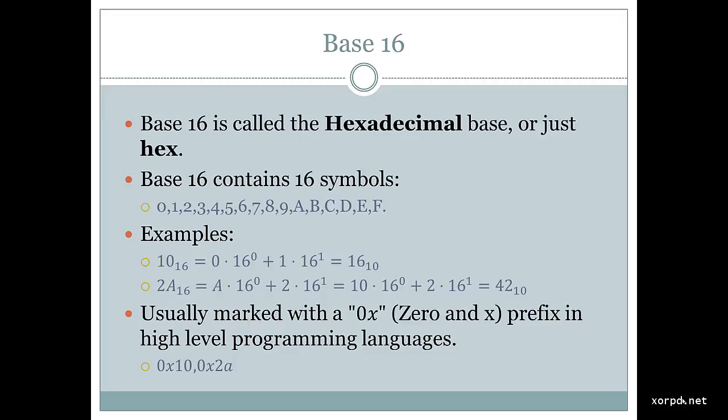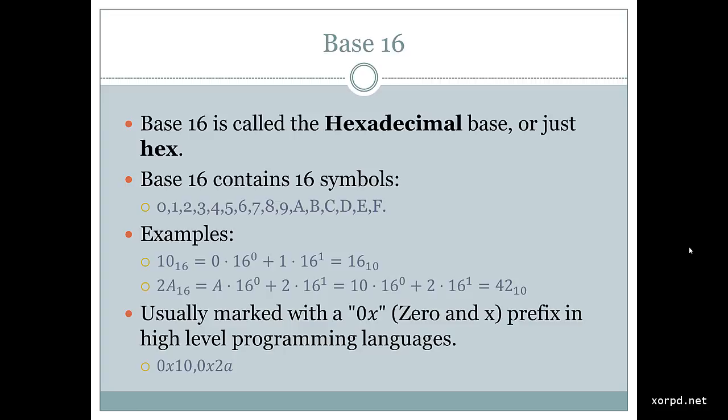Base 16 is called the hexadecimal base, or just hex. Base 16 contains 16 symbols. Those would be the numbers from 0 to 9, and the letters A, B, C, D, E, and F. They don't have to be capitalized. Sometimes people use the lowercase letters to indicate the numbers.